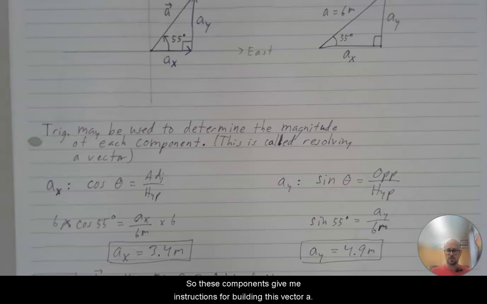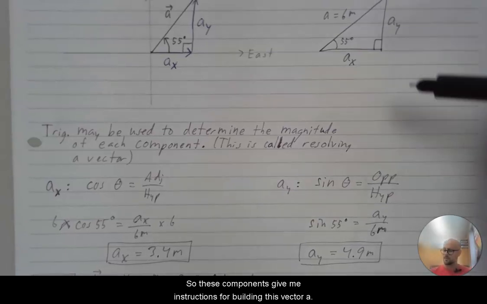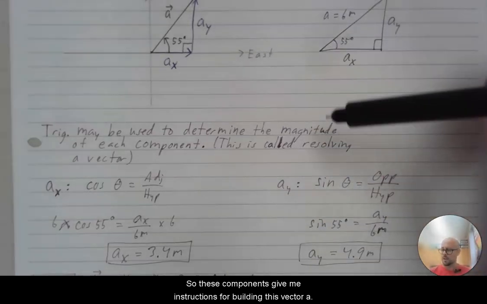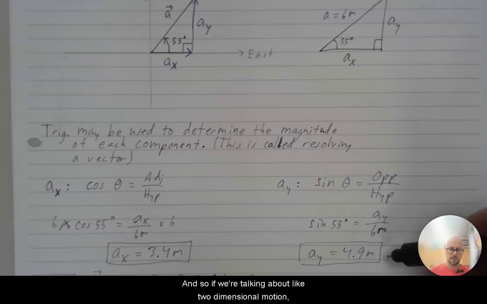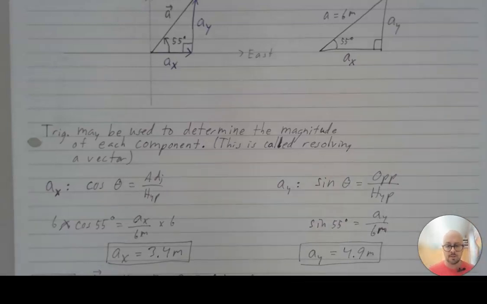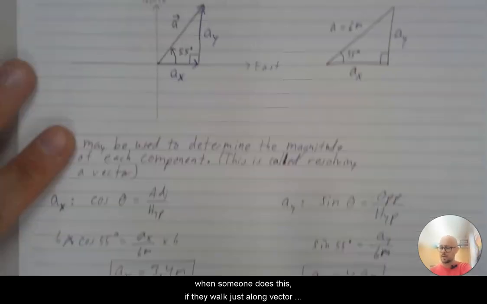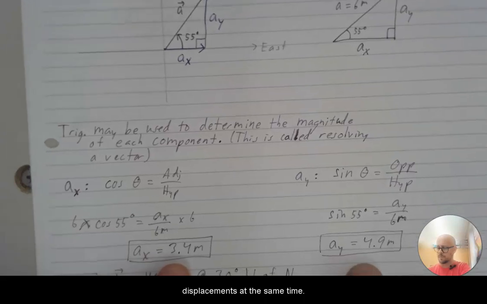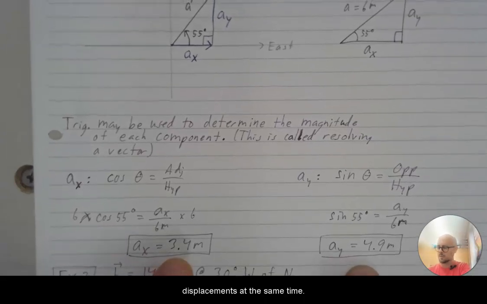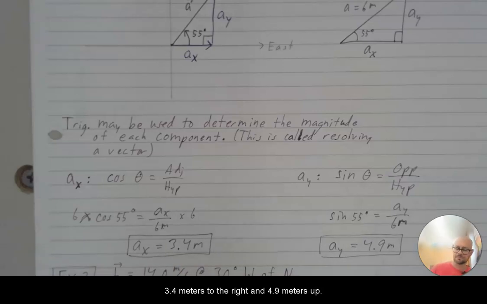So these components give me instructions for building this vector A. I would go 3.4 meters to the right, and then I would go 4.9 meters up. And so if we're talking about two-dimensional motion, when someone walks just along vector A, they're doing both of these displacements at the same time, 3.4 meters to the right and 4.9 meters up.